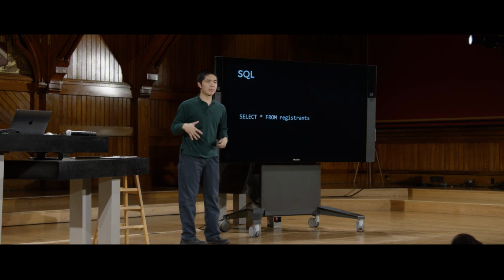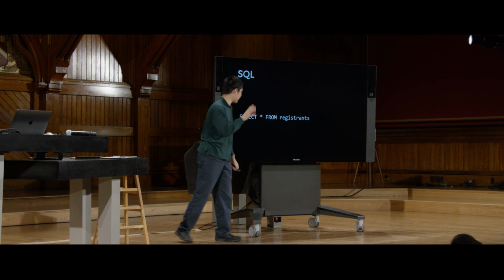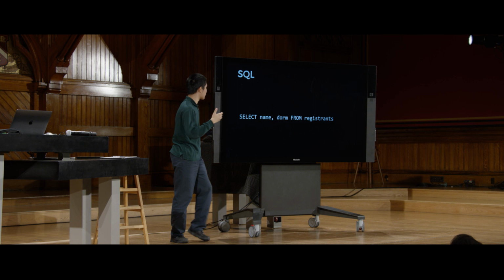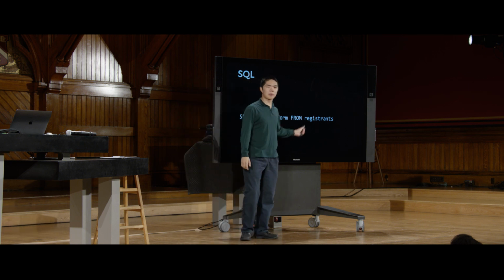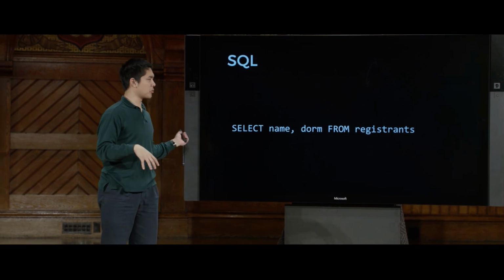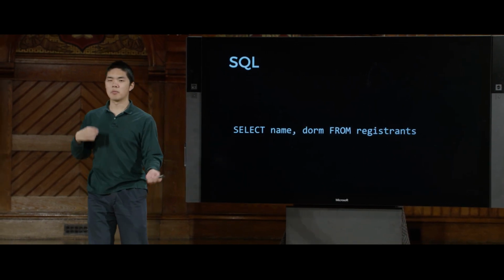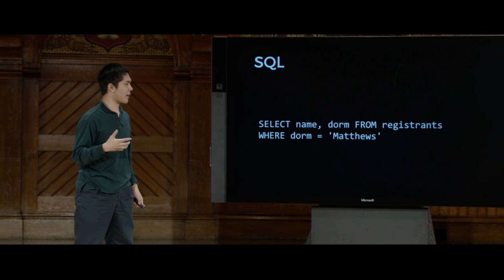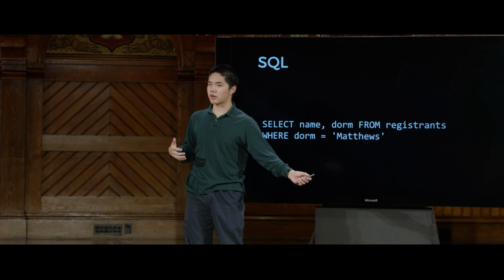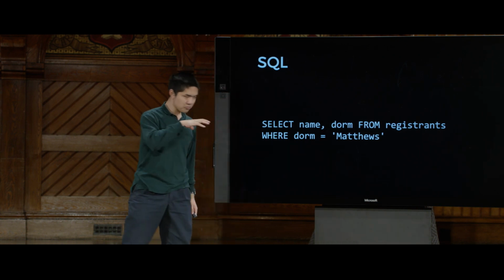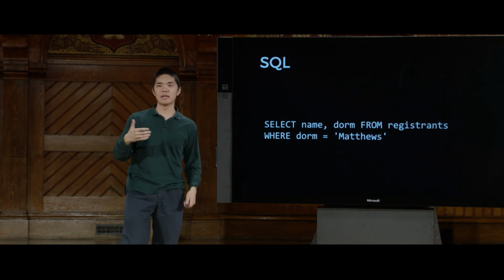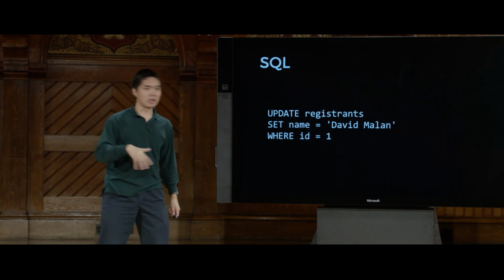So we can get data from a table. Select star from registrants. If I don't need all of the columns, I can specify just which columns I want to extract by doing something like select name, comma, dorm from registrants, meaning just get these 2 columns. This query will get you all of the registrants, but maybe you only want certain registrants. You might want select name, comma, dorm from registrants where dorm equals Matthews, for instance. And so you can select just particular registrants by limiting the amount of data that you're actually getting back. You can update the table.